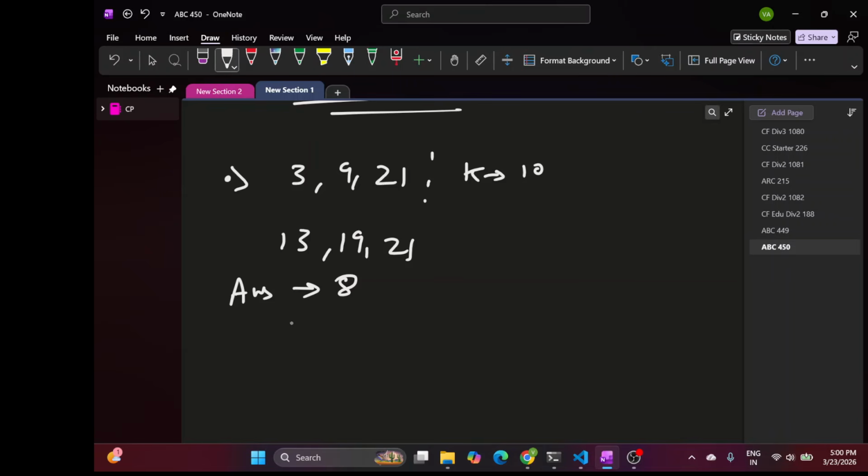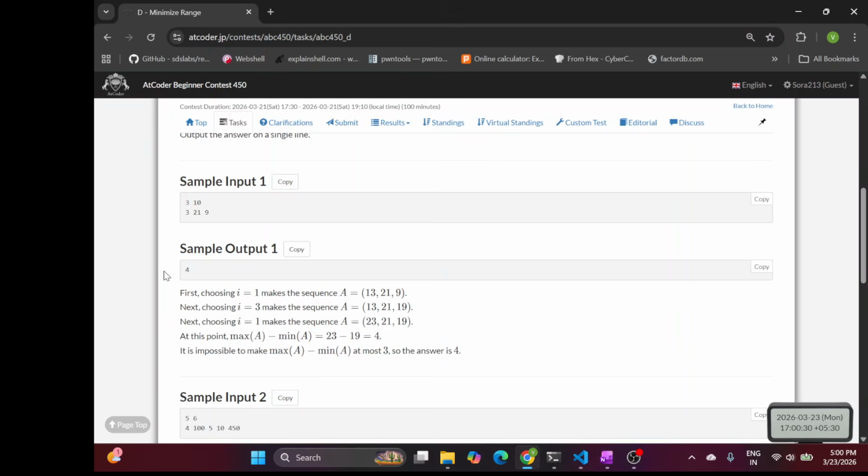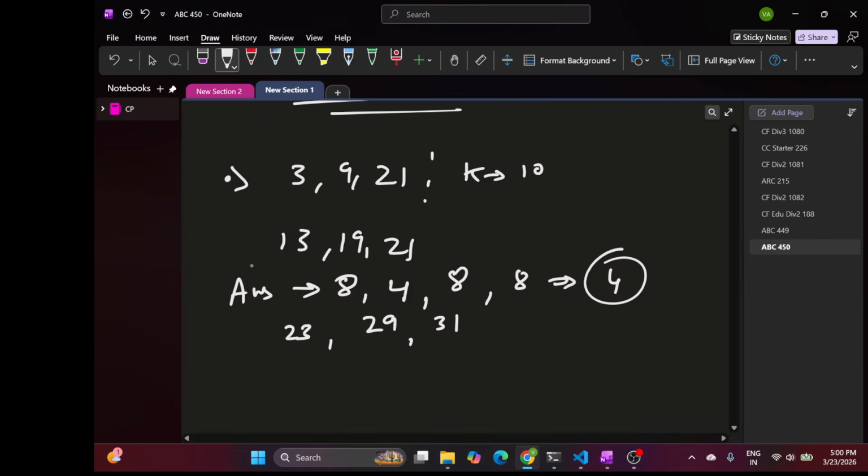After this, our 13 will change to what? 23. So our answer is 23 minus 19, which is 4. Now 19 will change to 29. So our answer is now again 8. Now 21 will change to 31 and our answer is again 8, right? So our answer is basically 4. So let's jump to the code now.